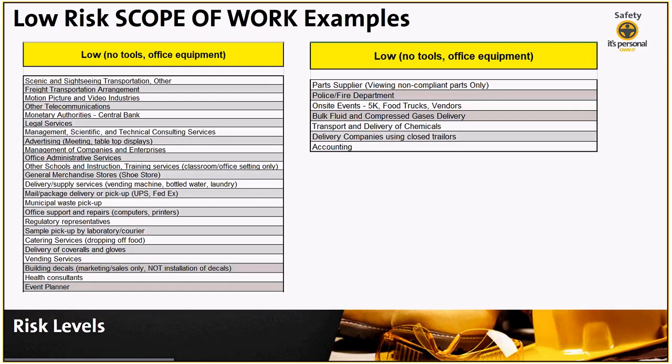So for instance, if you have municipal waste pickup, that is considered a low-risk contractor in the work that they do. If you're having someone from vending services, we're saying vending services is low risk, the work that they do on our site. If you have someone from a police department come on site, or a parts supplier who is viewing non-compliant parts only, the scope of their work is also considered low risk. You can go through this entire list at a later date, but it's here for you to view.